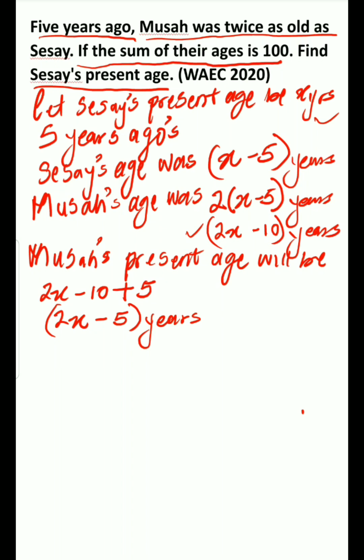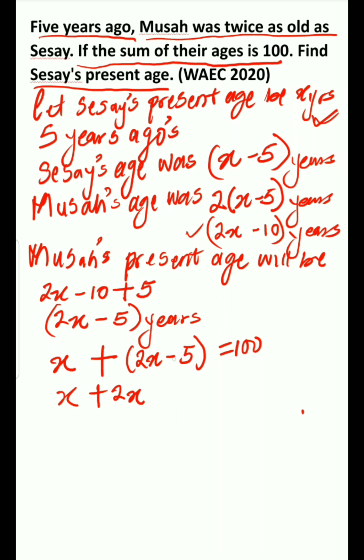Now, the relationship. If the sum of their ages is 100, that is, the addition of Sise's present age plus Musa's present age equals 100. Sise's present age is x, that was what we represented it to be, and Musa's present age now we got as 2x minus 5, equals 100. And so we have an equation in terms of x. So this is x, we open up the bracket, this is plus 2x, plus times minus, that is minus, equals 100.